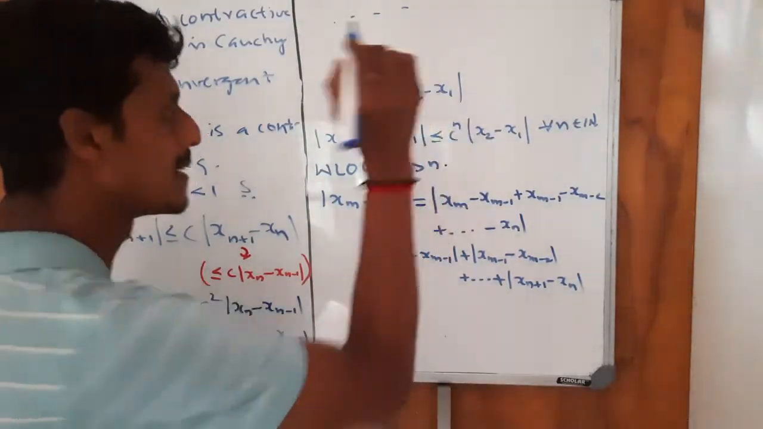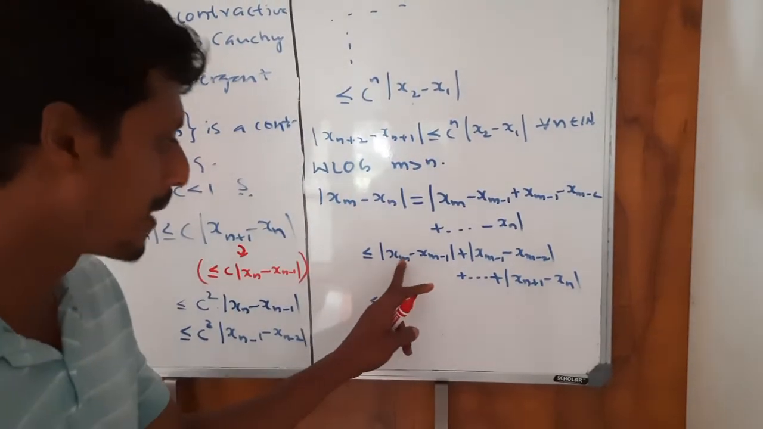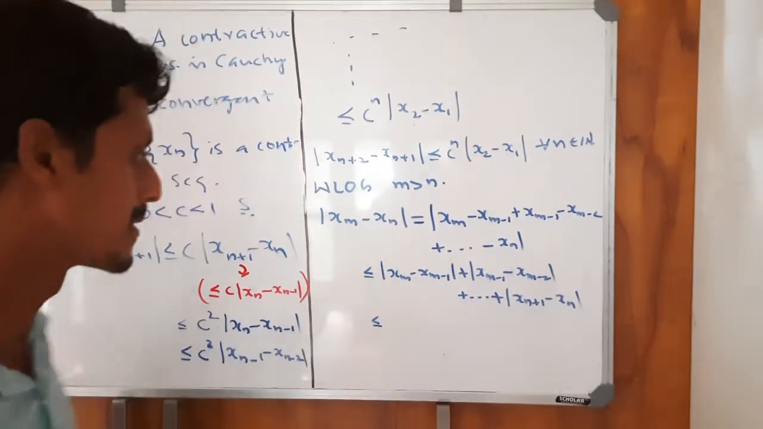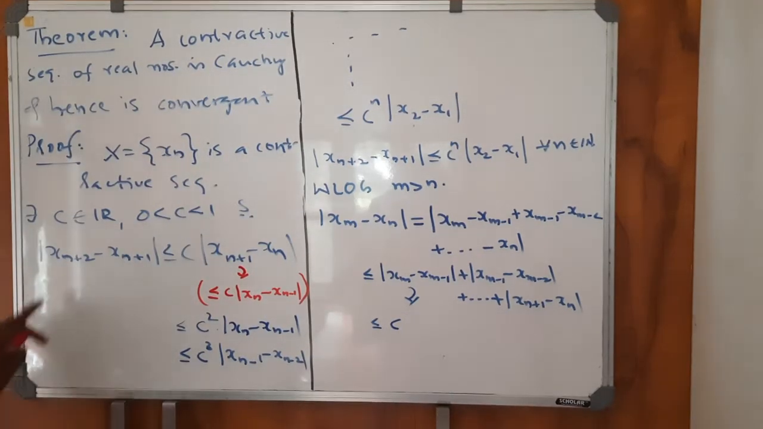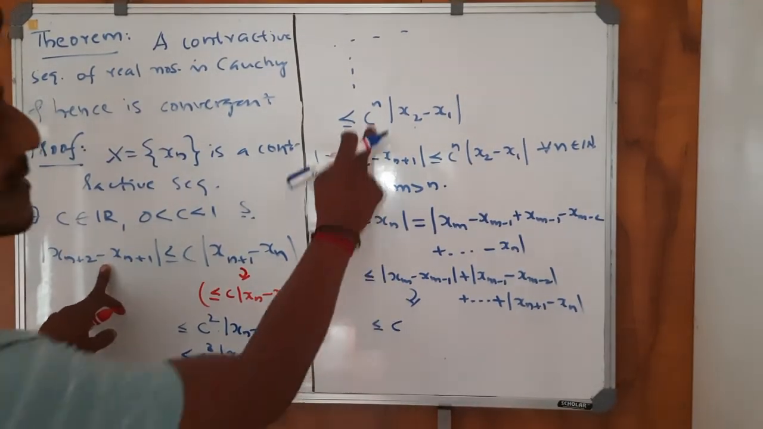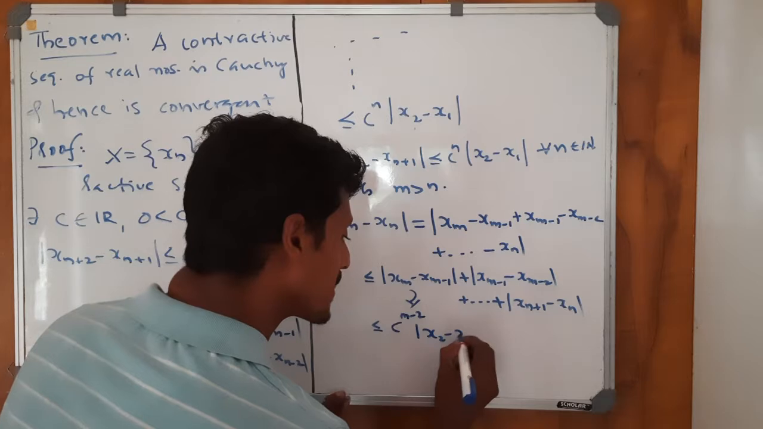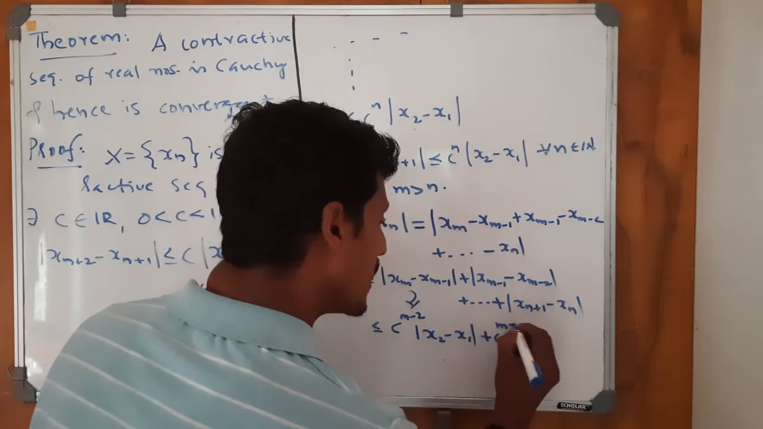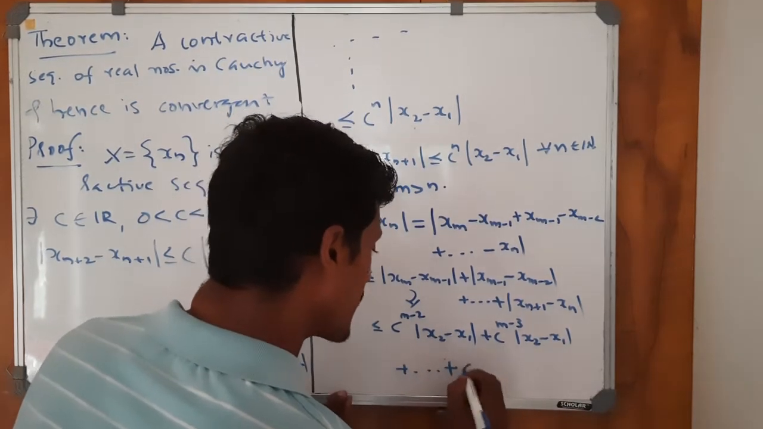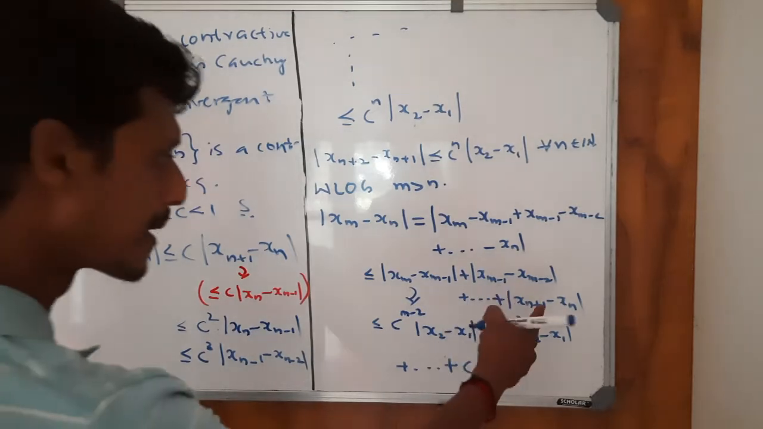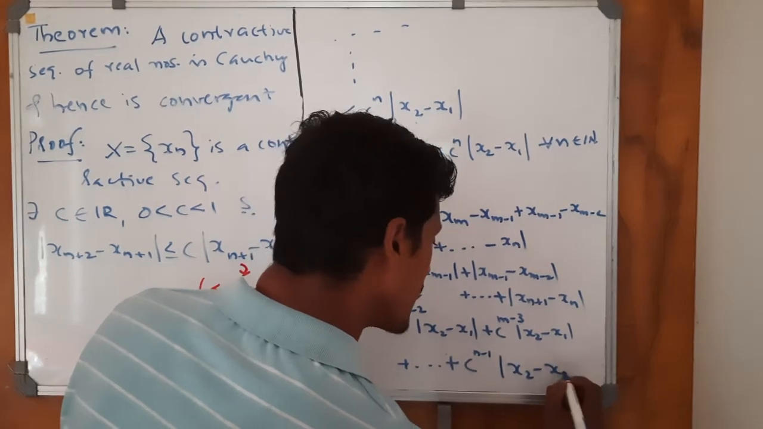And applying this inequality, each of these terms, |xm - xm-1|, is less than or equal to c raised to m-2 times |x2 - x1|, since when it is |xn+2 - xn+1| it is c^n. So this is c^(m-2) |x2 - x1| + c^(m-3) |x2 - x1| + etc. + c^(n+1-2), so c^(n-1), into |x2 - x1|.